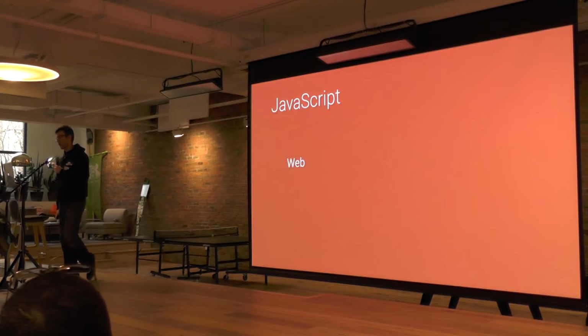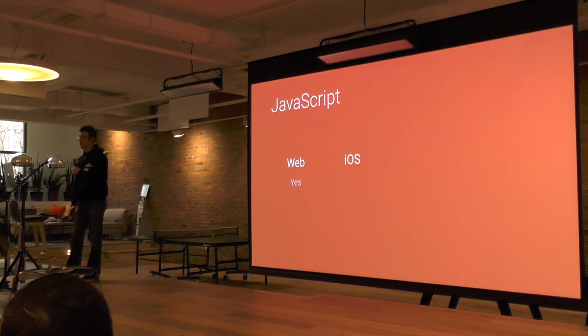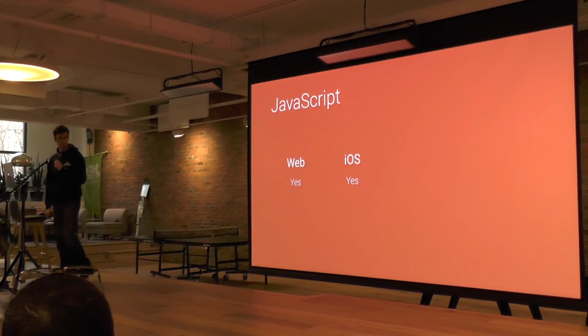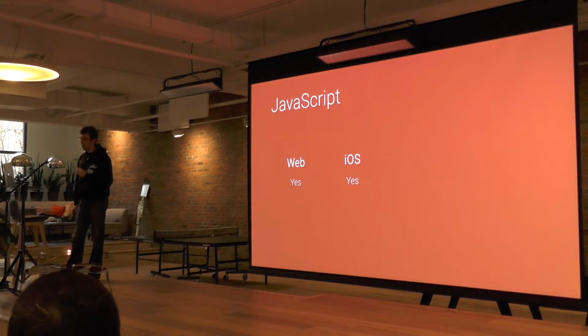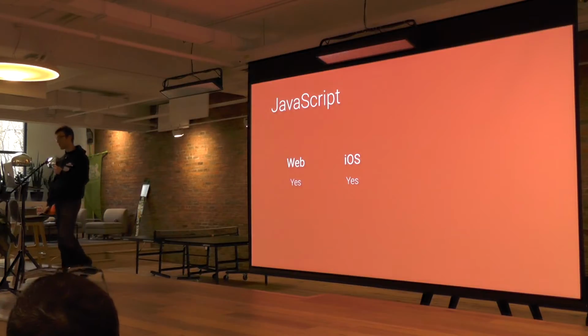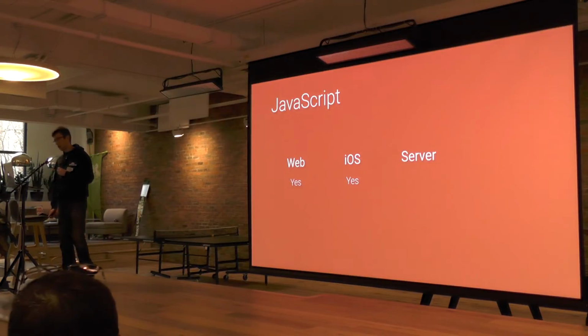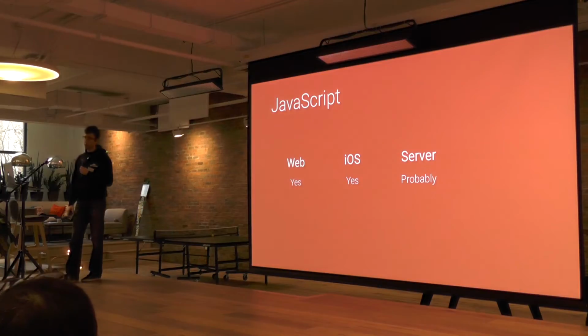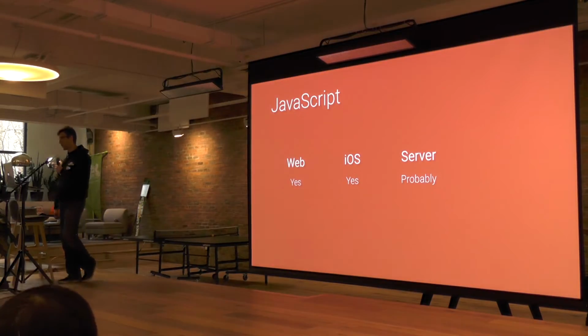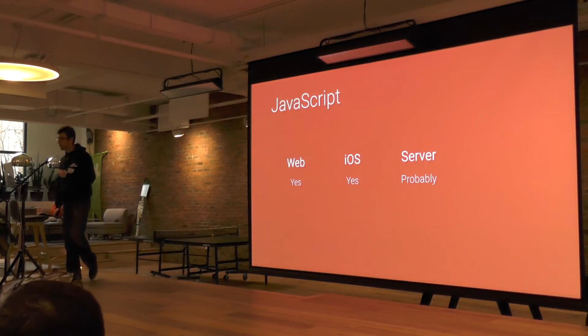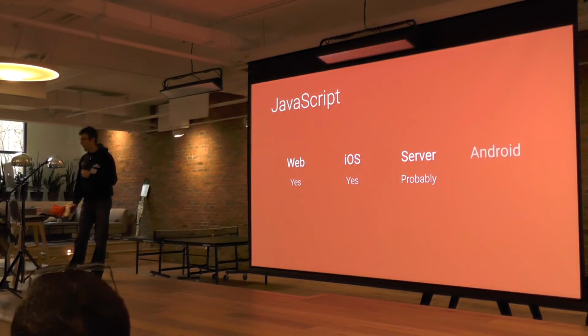Who can run JavaScript? The web. Absolutely, web can run JavaScript. iOS can run JavaScript; out of the box, they have a JavaScript engine built into the OS that you can use. The server probably can use JavaScript. If you're using some obscure language on the server, then maybe not, but our server is written in Java. There are plenty of libraries you can pull in to execute JavaScript.